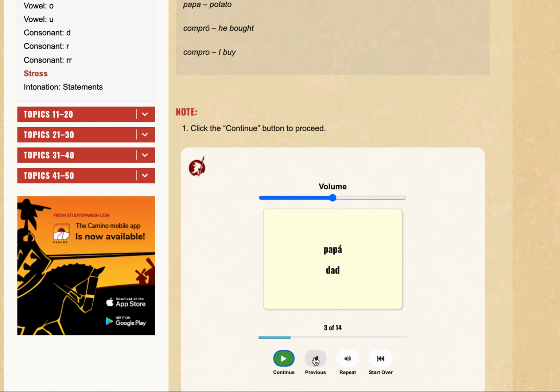Let's repeat the other one. Papa, papá, which is dad. Okay. Esta, this. Esta means this. So you have papa, papá, and esta, right? Está, it is.